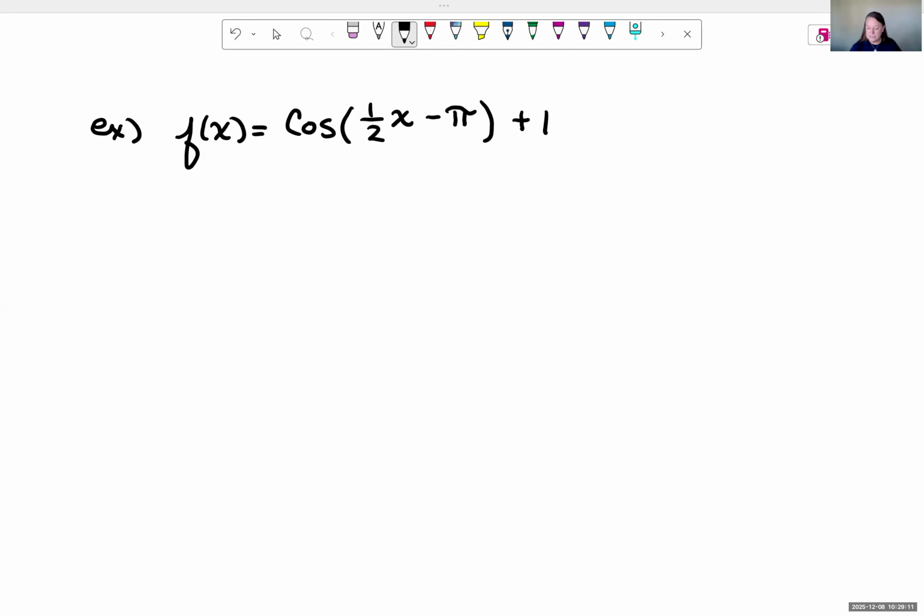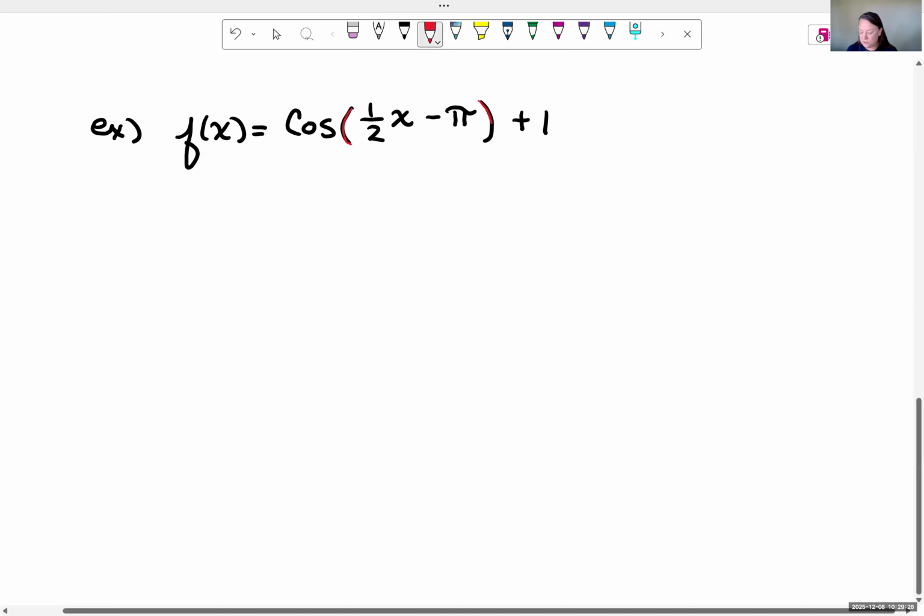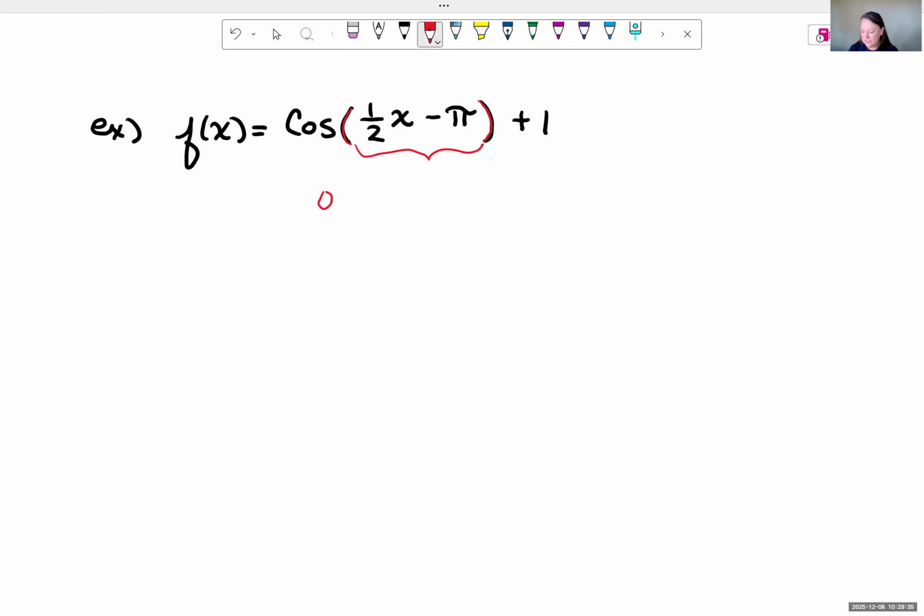Okay, so in front of us is another example. F of x is equal to cosine of the argument 1/2 x minus pi, in parentheses, plus 1. So we want to graph this. Normally, cosine without any shifts or stretches is between 0 and 2 pi. So what I would do is take my argument of cosine, or if it was sine, I'd do the same thing, and sandwich it in between what a normal period is, which starts repeating itself every 2 pi. So we have 0 is less than or equal to 1/2 x minus pi is less than or equal to 2 pi.